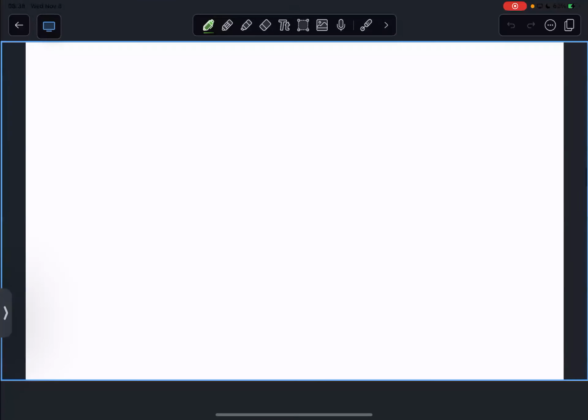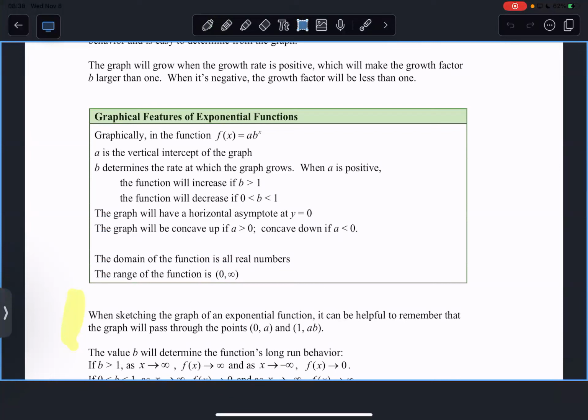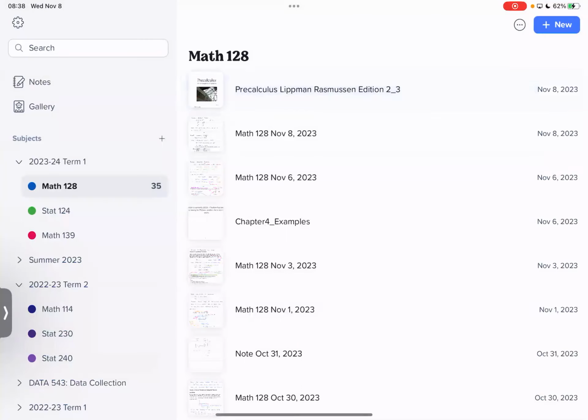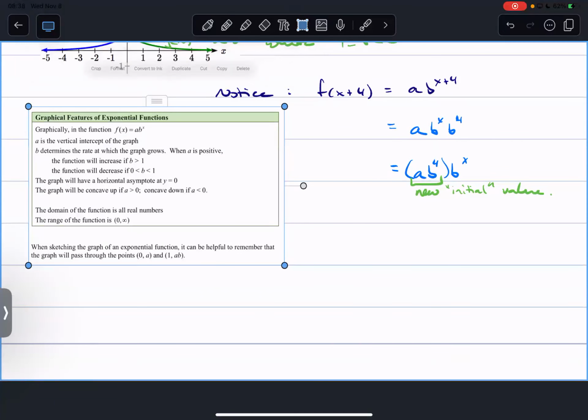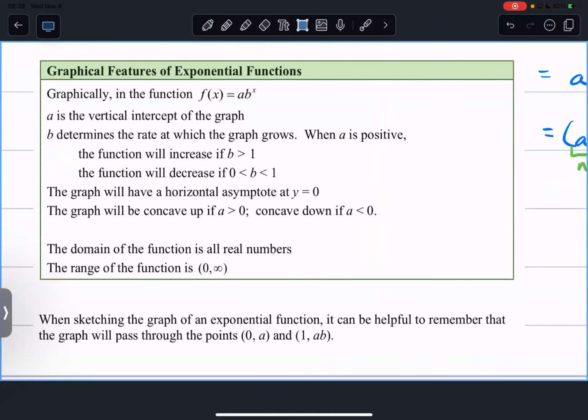Okay. And here's a little blurb. Oh, and I highlighted this, but that's just to remind myself to include this part of the blurb. So if we have some exponential function like this, a times b to the x, a is the vertical intercept of the graph. We already established that. That's our initial point when x is 0. b determines the rate at which the graph grows. When a is positive, so if you have a positive initial value, you could have a negative initial value, the function increases if b is greater than 1. That's why I screwed up earlier. And the function decreases if b is between 0 and 1.